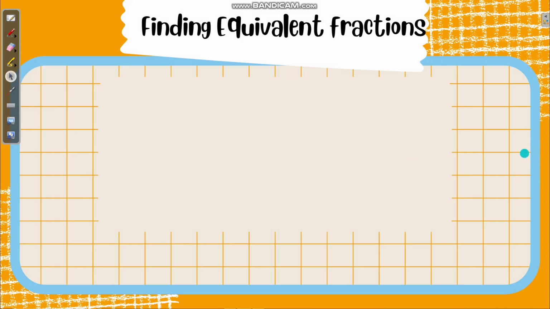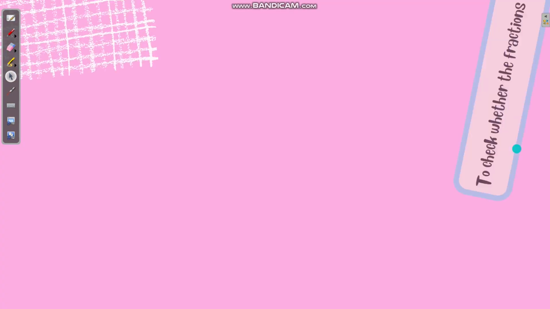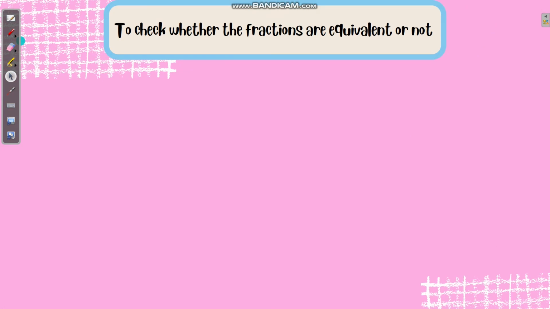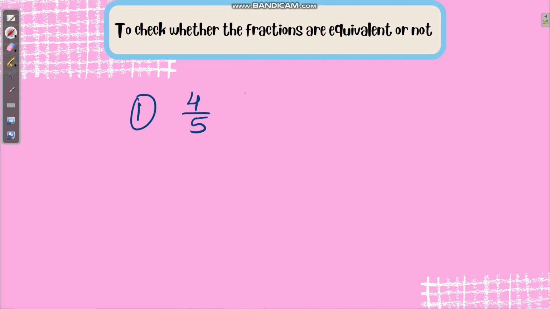So I hope you have understood how to find equivalent fractions. So there are two methods, division and multiplication. Multiplication always works. Now how to check whether two fractions are equivalent or no? So there is one simple method. I'll give you an example. Let's take two fractions. The first fraction is 4 by 5. The second fraction is 24 by 30.